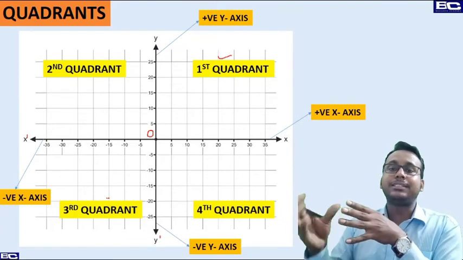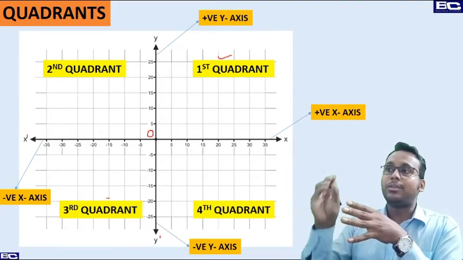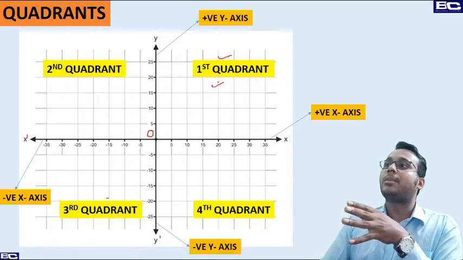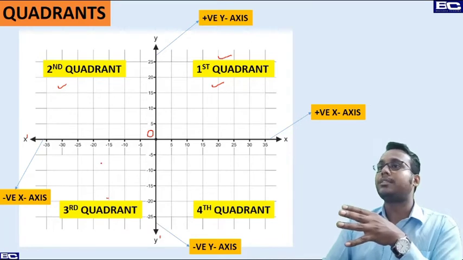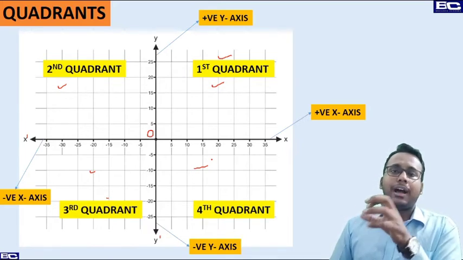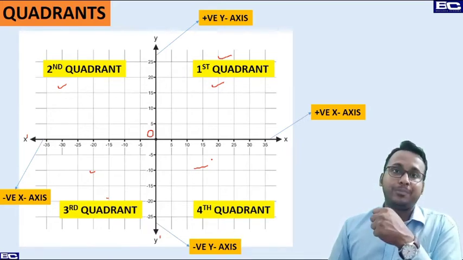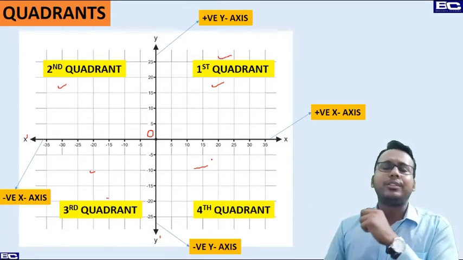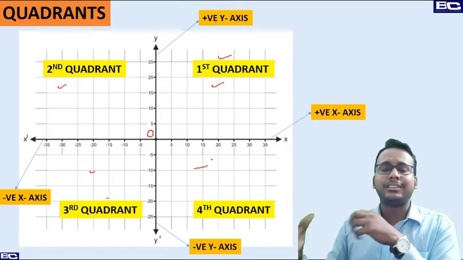Since it is a coordinate plane, the points present are also in some quadrant. Some points are present in the first quadrant, some in the second, some in the third, and some in the fourth quadrant. How are those points represented? You will get to know all this in the next class, like in the third class.